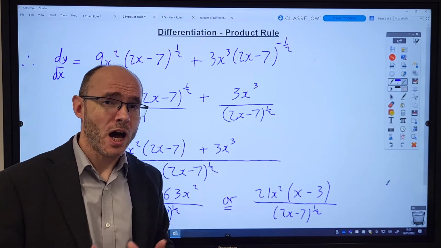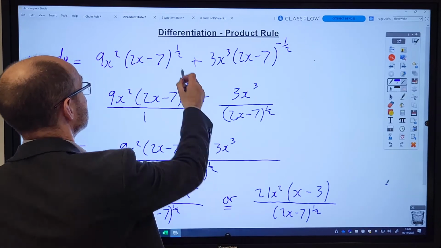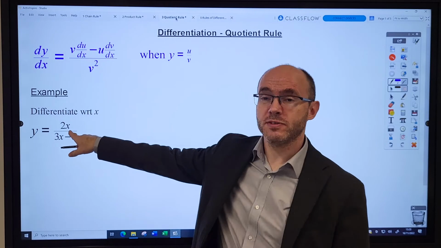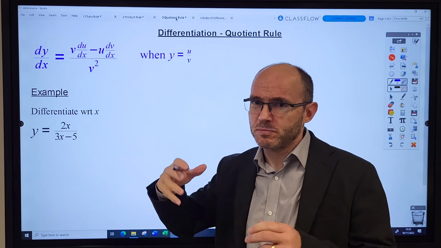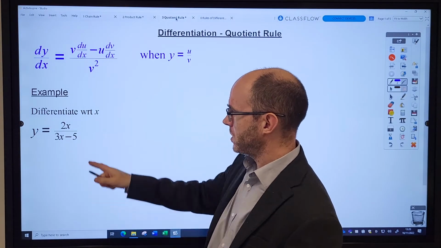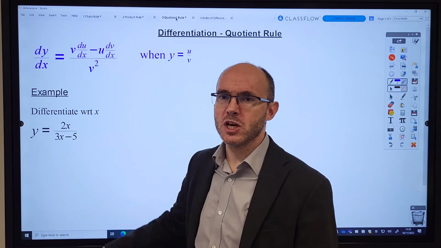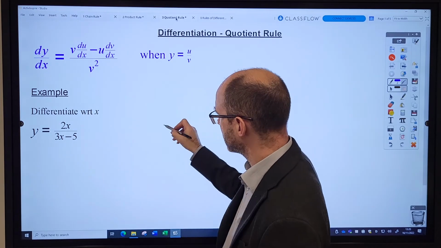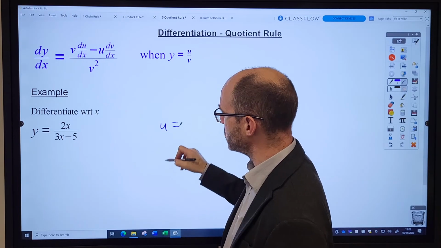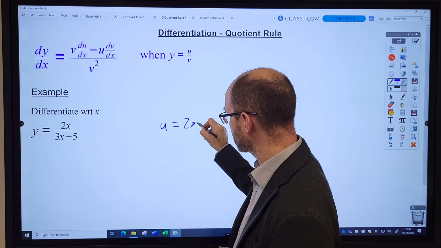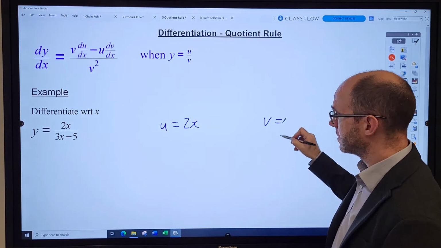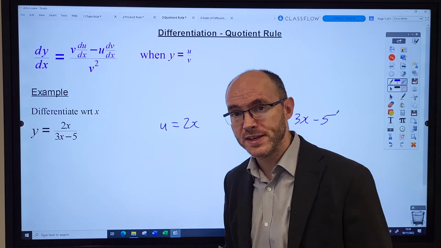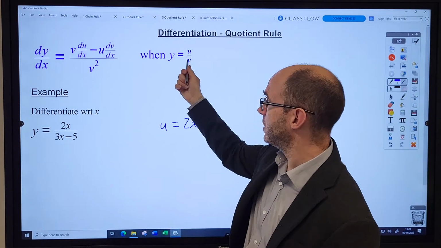Okay? Lastly, the quotient rule. Here it is. Here's the quotient rule, designed for when you have a fraction. I kind of briefly mentioned this earlier, okay? But a fraction when you've got 2 expressions in terms of x on the numerator and denominator separately. When you set this up, you always let the numerator be u. So the numerator is 2x and the denominator is v. Okay? So with the product rule, you've got u multiplied by v. With the quotient rule, you've got u divided by v.